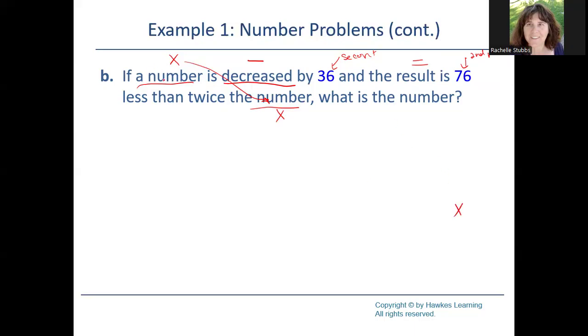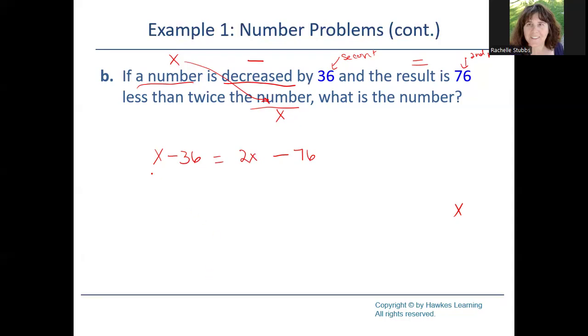So let's do this. A number is decreased by 36. So we're going to let x be the number, and we're going to decrease it by 36. And it says the result is 76 less than. So I'm going to put the 76 in the second place position, less than twice the number. And there is my equation.